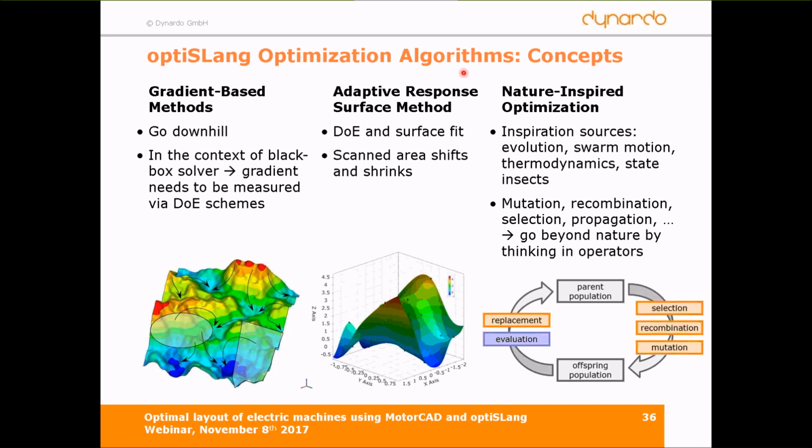Therefore, in optiSLang, the default algorithm, which performs really well on lots of cases and is a perfect compromise between efficiency and robustness against local minima, is the so-called adaptive response surface method.